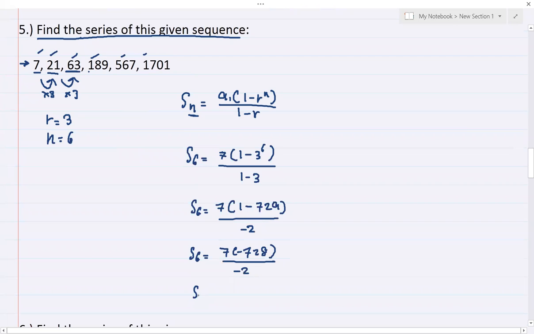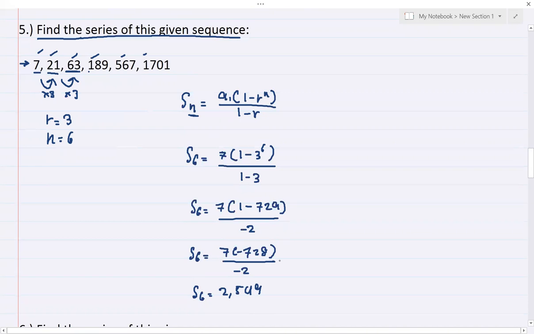Okay. So, if you use your calculator or if you solve it manually, the answer for this one, negative 728. Okay. The answer, wait, hold on, I'm actually wrong. Okay. The answer for this one is 2,549. Okay, that's the answer.